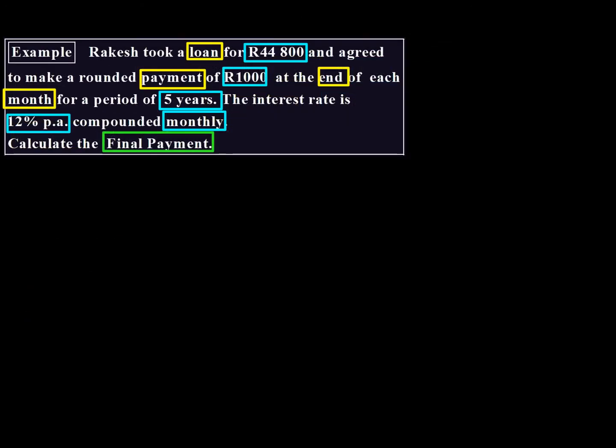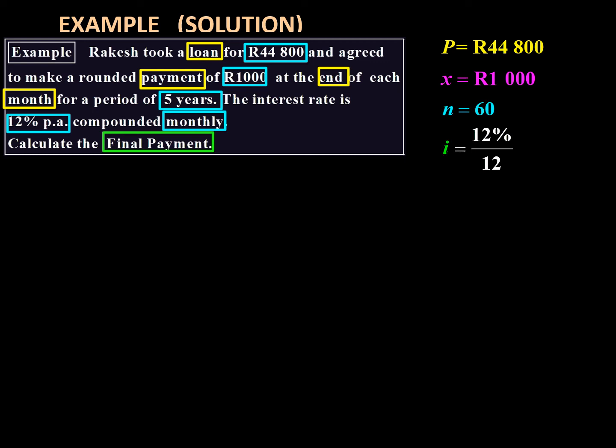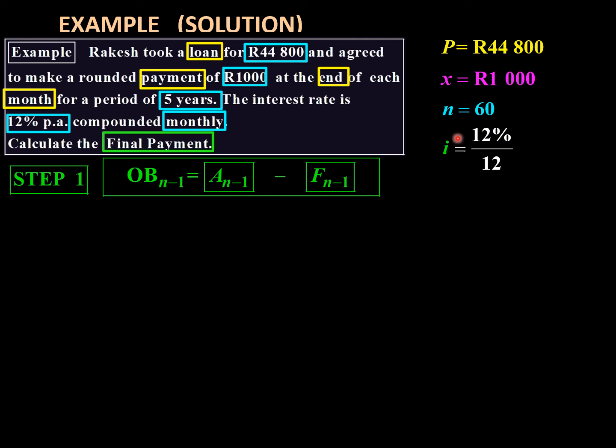Now let's just do the solution. Here we've got the question again, and those are the values that we just identified in the previous slide. The first step is to find the outstanding balance. How many payments is he making? 60. So we want to find the penultimate one, which would be payment number 59, right? So we'll have to work out the outstanding balance.